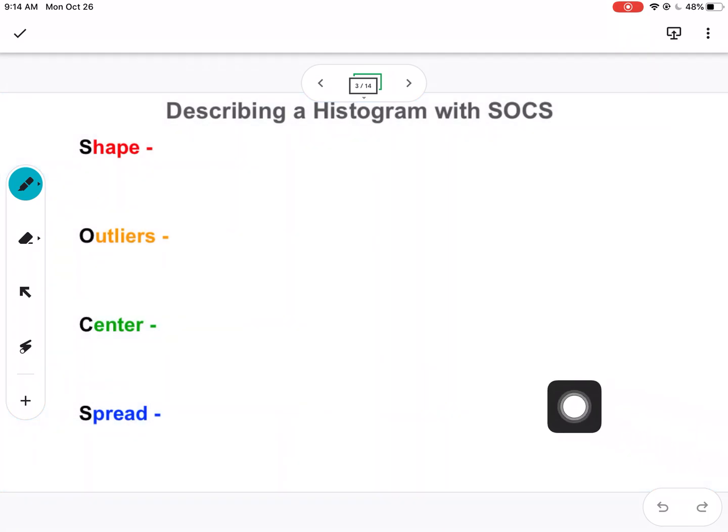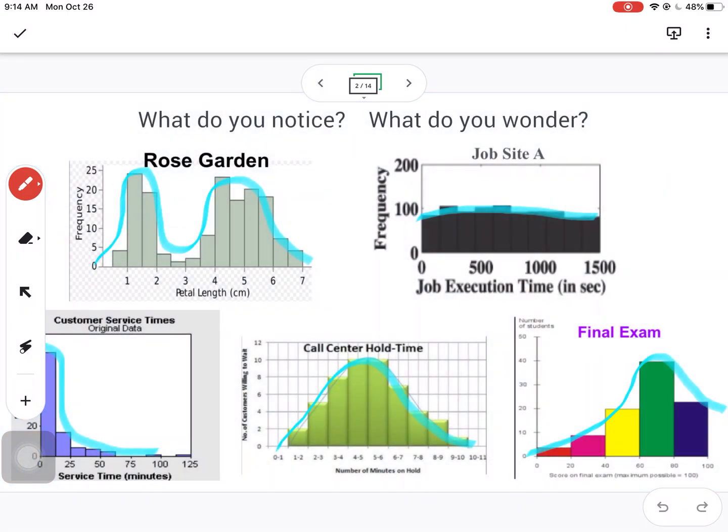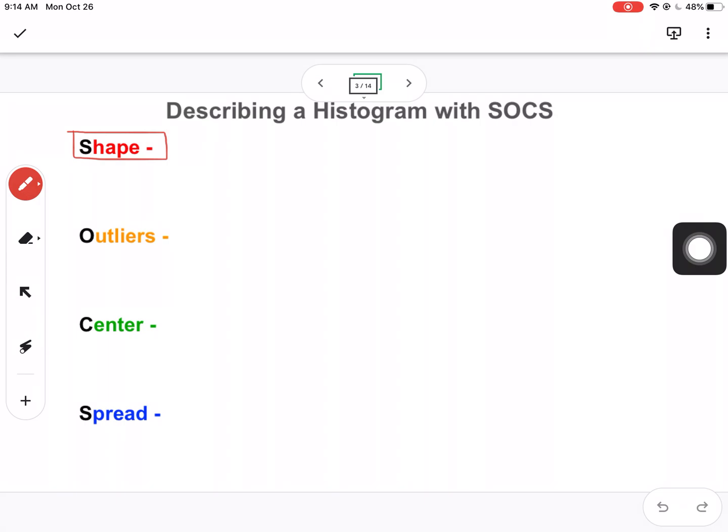So to describe our histogram shape, we often use S.O.C.S. That represents shape, outliers, center, and spread. So let's start with shape. Shape of your histogram is like looking at what does the overall shape of your graph look like. Does it have two peaks? Is it single peaked? Does it have no peaks? That's kind of the first question that you would be asking yourself. So, single peaked?